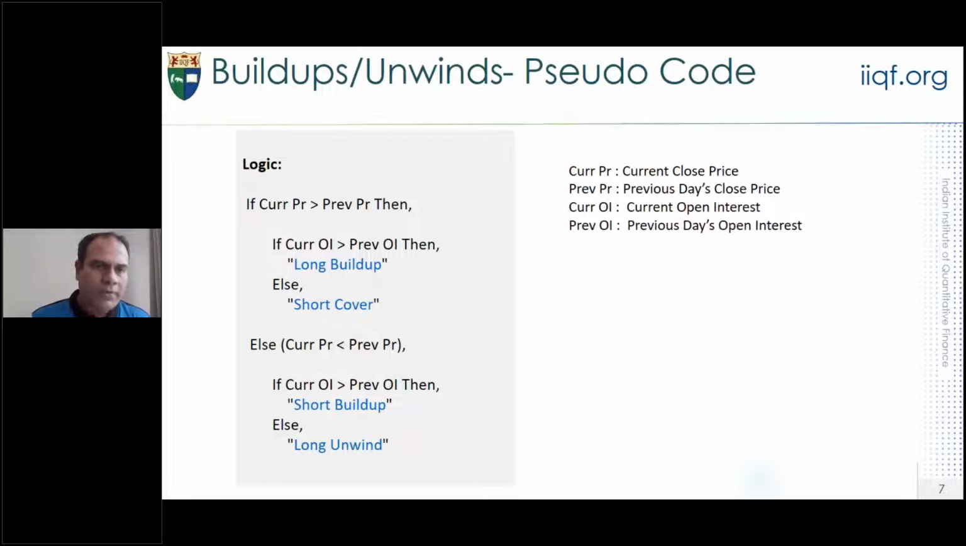Now coming to the bottom section, which is the else section. Else means that the current price is less than yesterday's price. The upper section was about where the price was above yesterday's price. Now the lower section is where the price is below yesterday's price. Again, two things can happen: OI goes up, OI goes down. If OI goes up, it's a short build up, and if OI goes down, it's a long unwind, correct? So this is what we all understand.